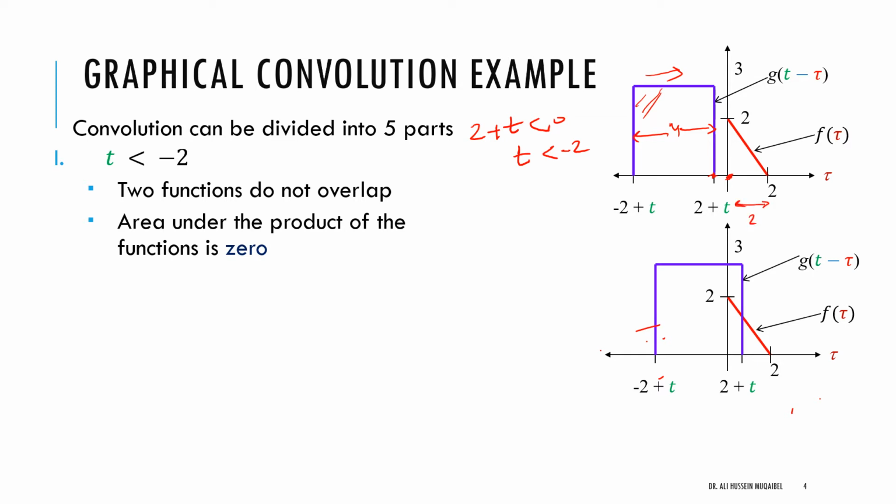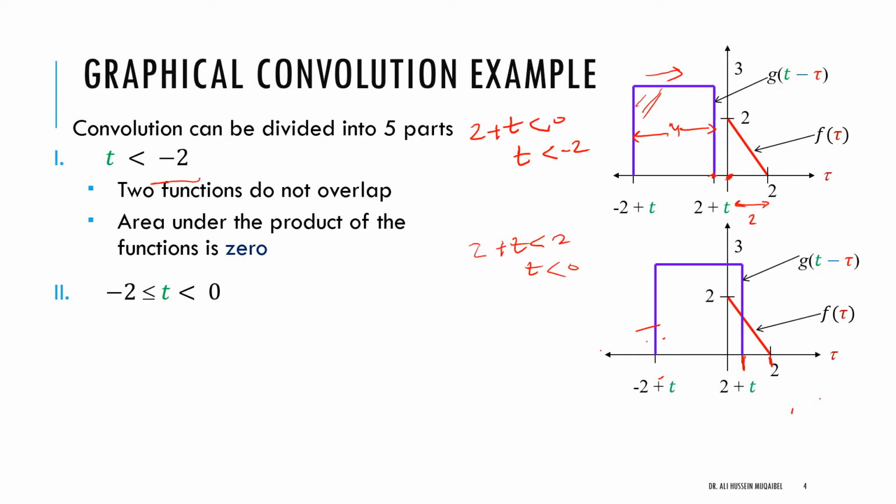So we are focusing here, as long as this point is less than this point, we have this partial overlap. So as long as 2 plus t is less than 2, which means t less than 0. So this will continue from the previous limit up to t equal to 0. So we are taking the limit from minus 2 up to 0.